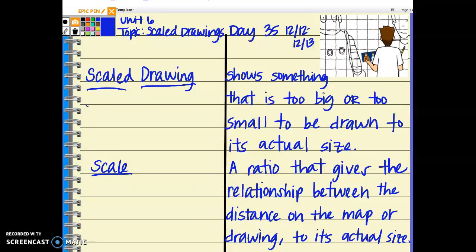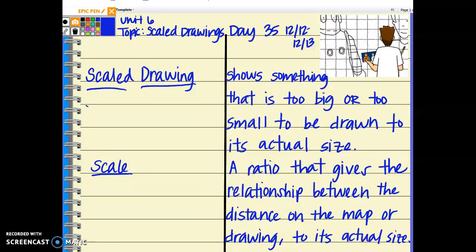So far we've used proportions in this unit to solve for x. We've looked at real life situations where you would use proportions. We've calculated percentages using proportions. Today we're going to look at scaled drawings, another way that we can use proportions, and doing some conversions with measurement too.